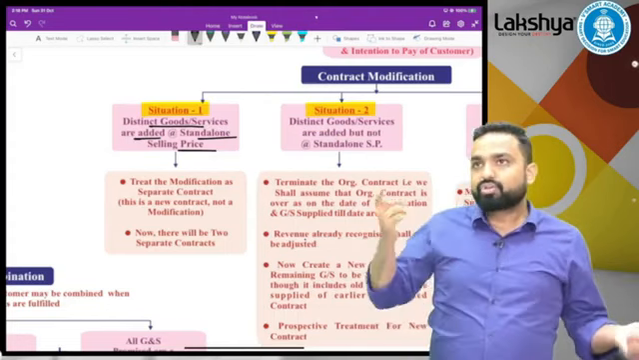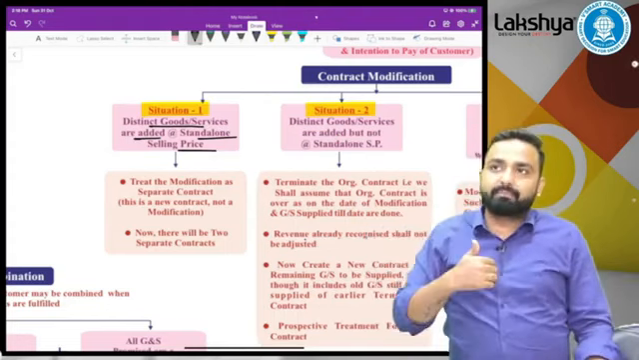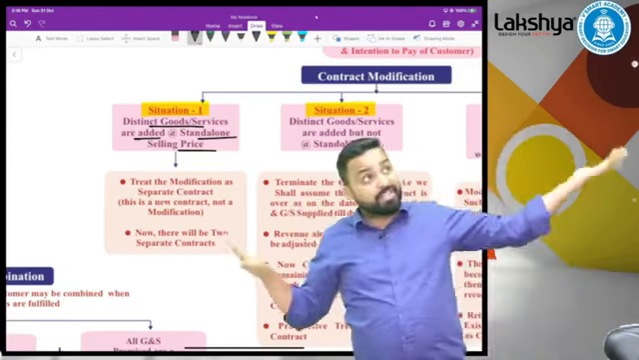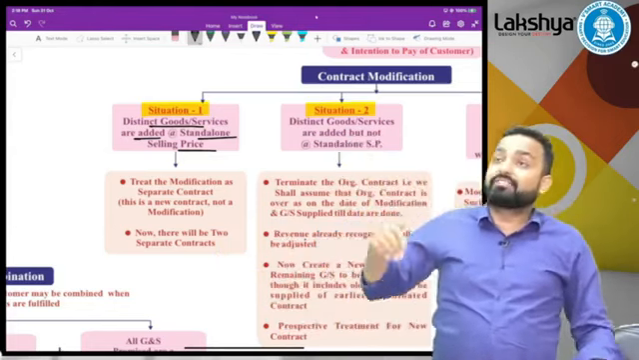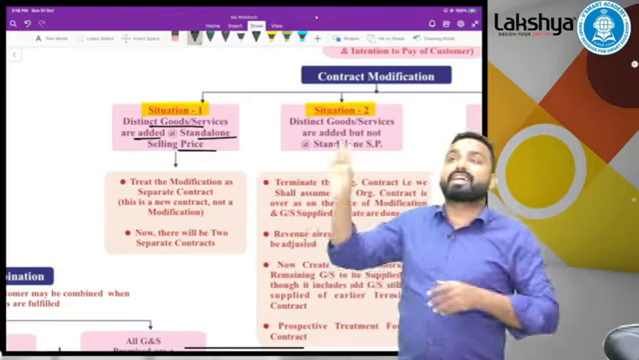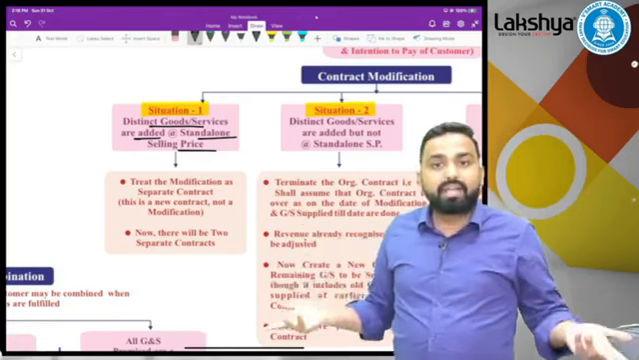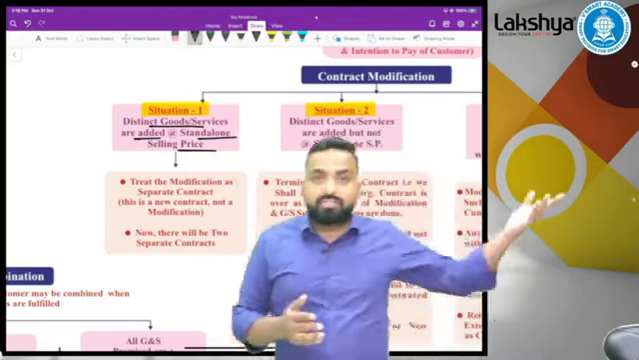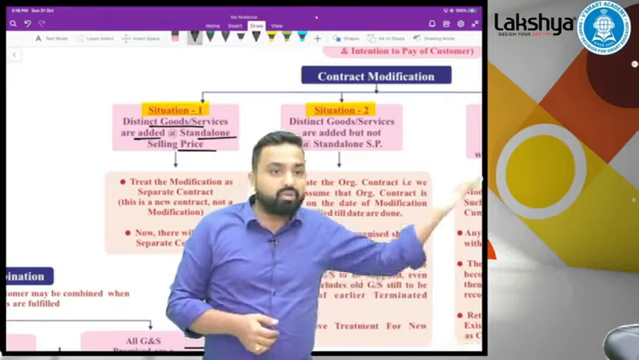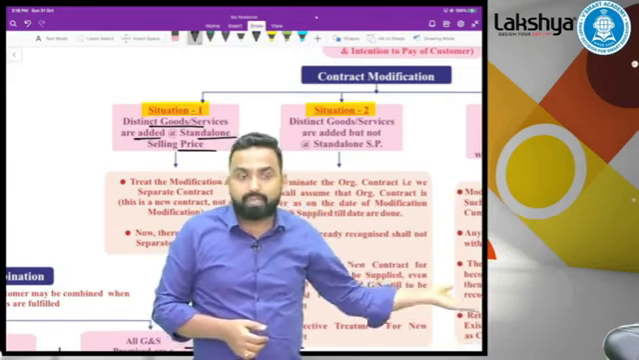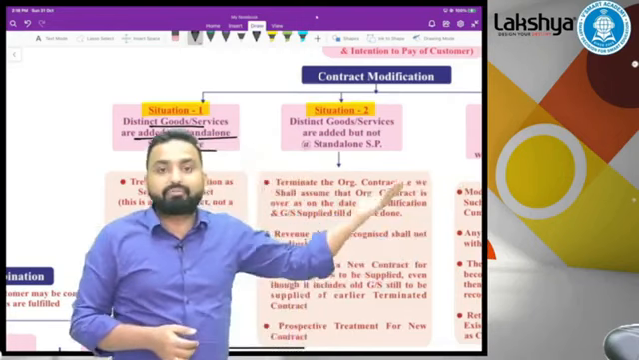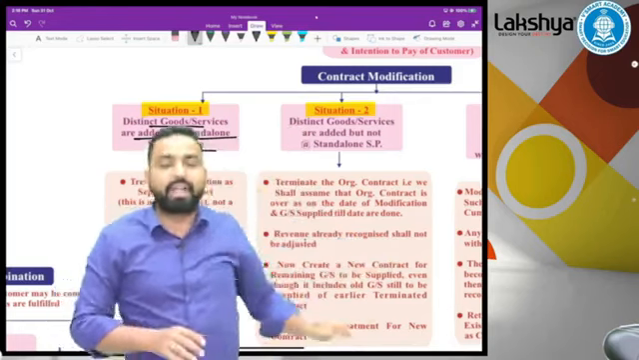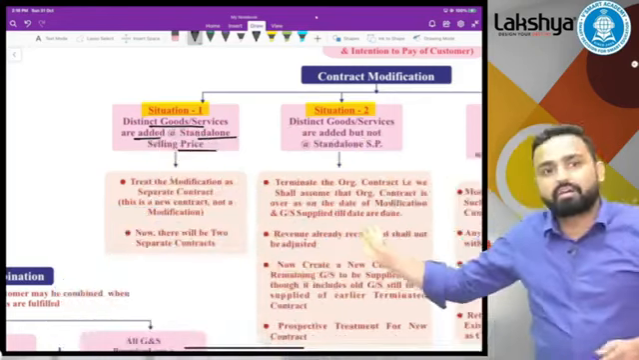So if the same customer comes to me and asks for other goods and services, such goods and services are distinct from the original contract, and the agreed price is the standalone price for that distinct goods and services, then simply treat this as a separate contract. Do not disturb the original contract of computer laptops. The contract of supplying 50 laptops, even though not yet completed, is a separate contract, and the contract of supplying CCTV cameras is a separate contract.